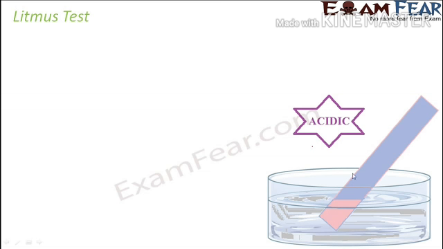Now in this case, if you use a red litmus paper, what will happen? There will be no change in color because anyways acidic solution will turn the litmus paper into red. So the red litmus paper will remain red. So that is why to test acidic solution, it is better to use a blue litmus paper so that we can distinctly see the change in color.